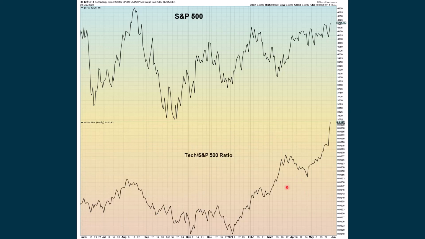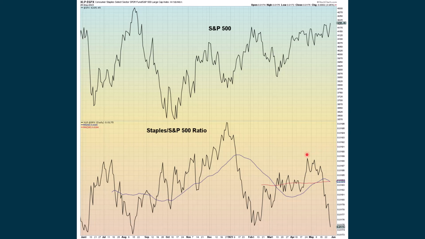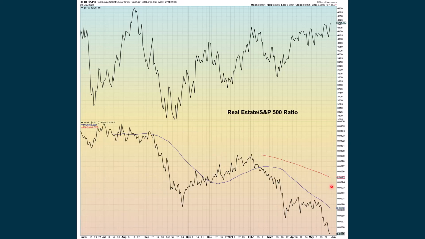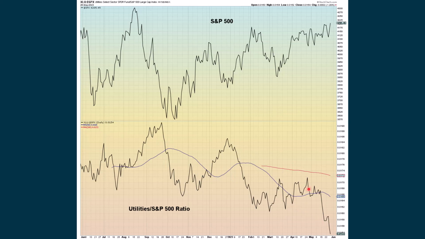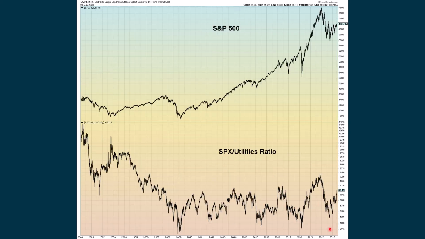Then we look at tech to the S&P 500, which is just going to the moon overall. Staples, which did really well in 2022, are now starting to show some weakness, and we're seeing a death cross in this ratio. Real estate, also underperforming the S&P. Utilities, underperforming the S&P. This could be positive for stocks, though. We reverse that previous chart and take S&P to the utilities ratio. When this is going up, a lot of times that gives really good support to the S&P.